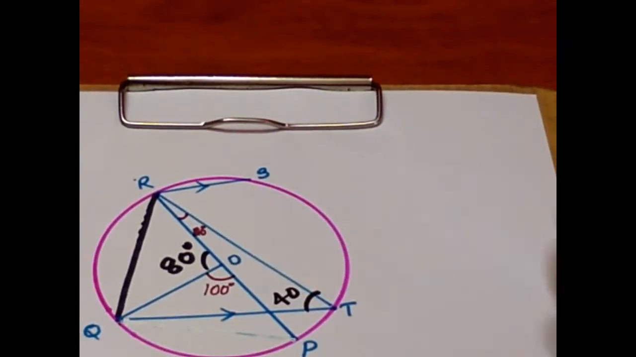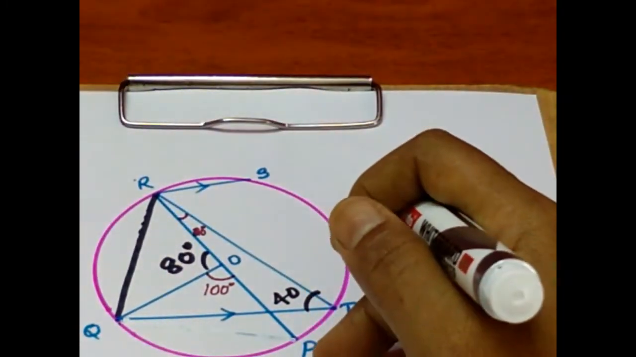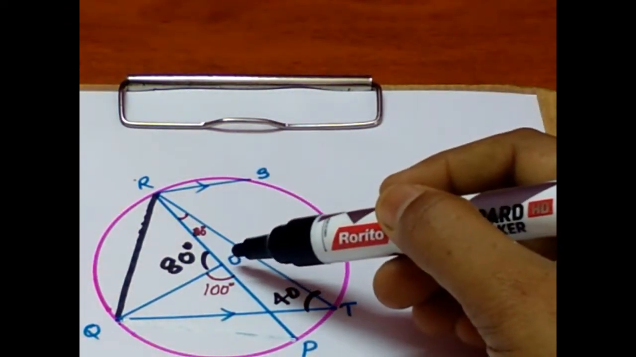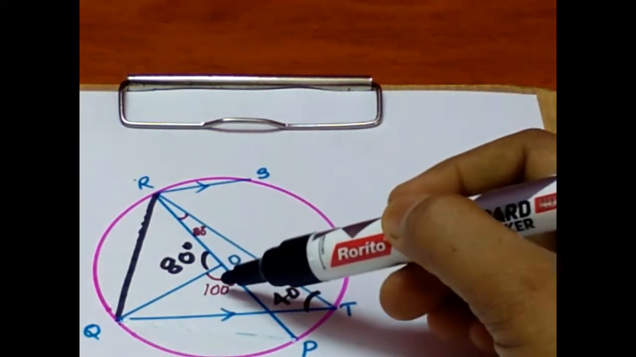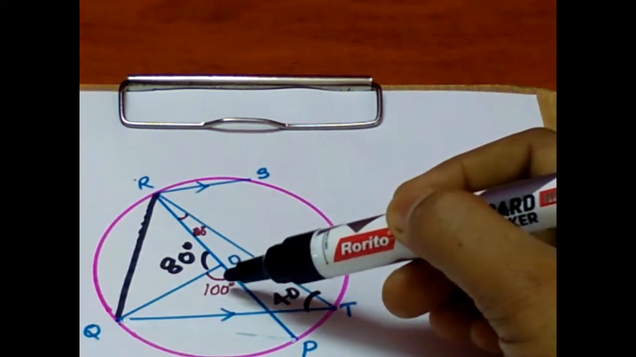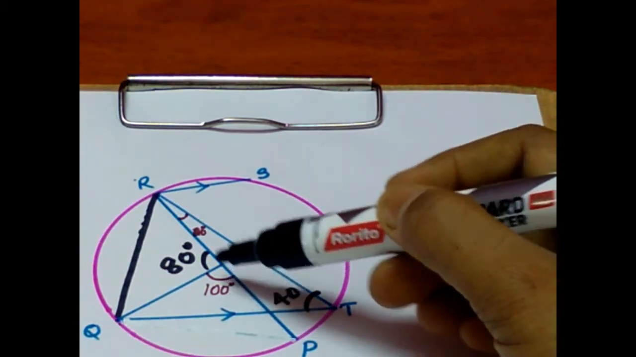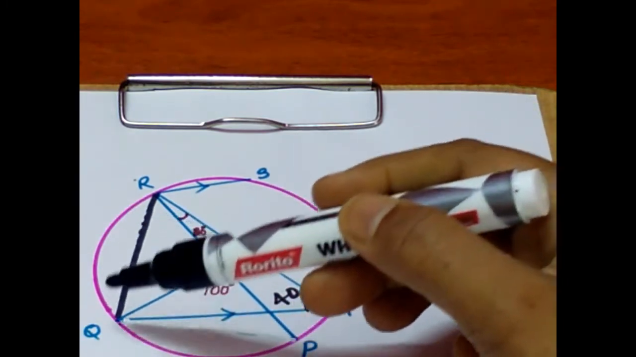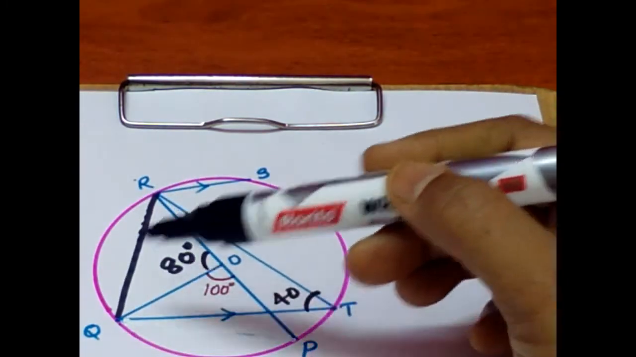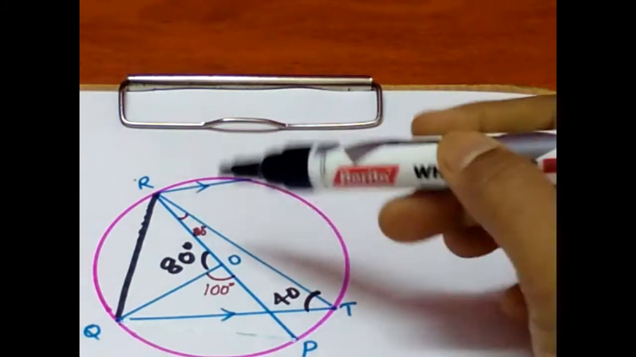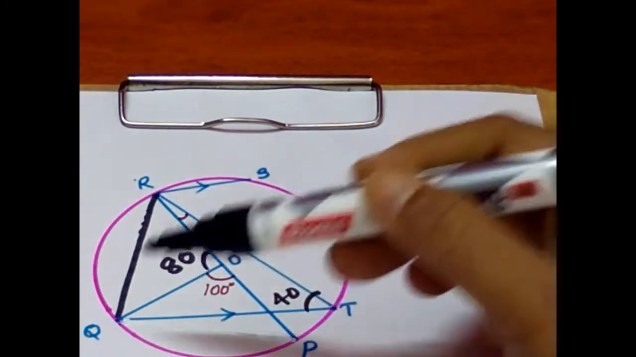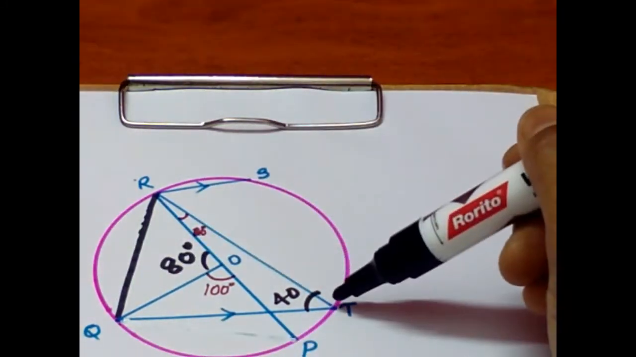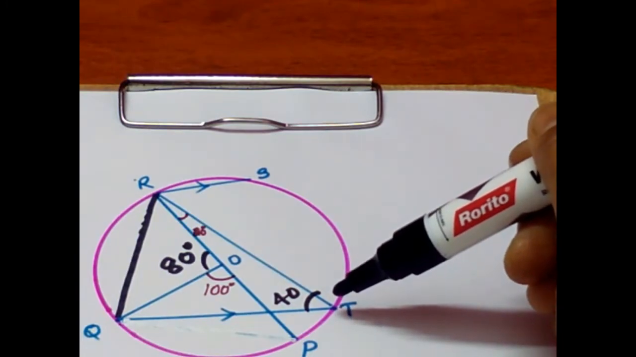I repeat the first point. RP is a diameter. So, the angle at the point O is 180 degrees. These two angles are a linear pair. The measure of one angle is given as 100 degrees. Hence, the other angle is equal to 80 degrees. If angle QOR is 80 degrees, angle QTR is half of the angle at the center. Hence, the measure of angle QTR is equal to 40 degrees.